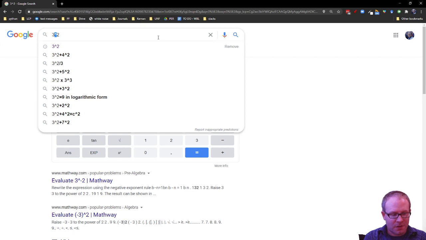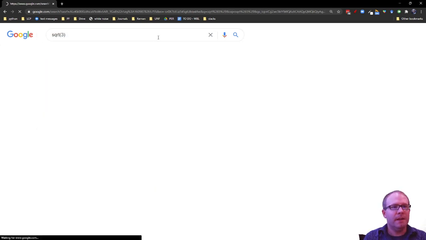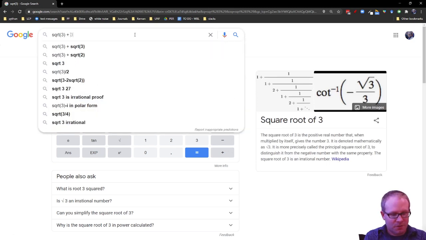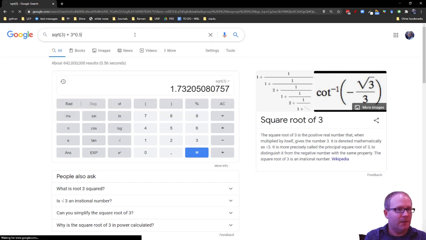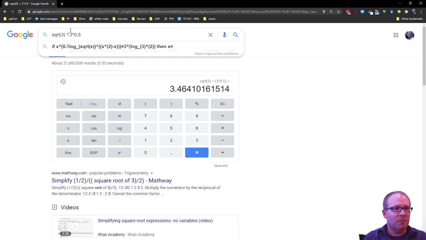I can also do other functions, like, for example, square root. I can do square root of 3, and that'll give me the square root of 3 there. I can also do 3, of course, to the 1/2 power. That's another way of doing square root of 3. If we multiply those together, that'll be even more impressive.